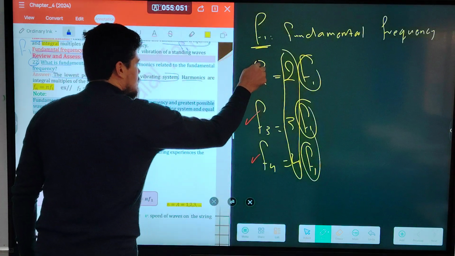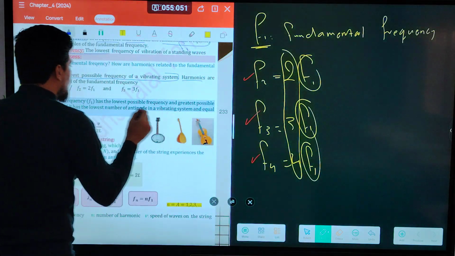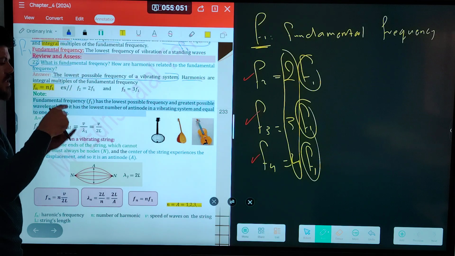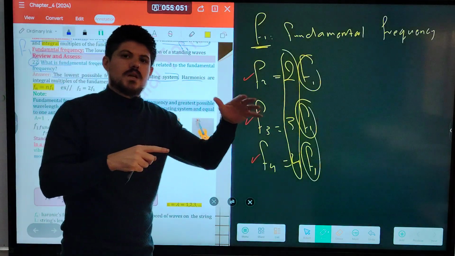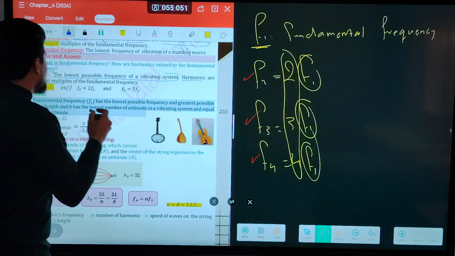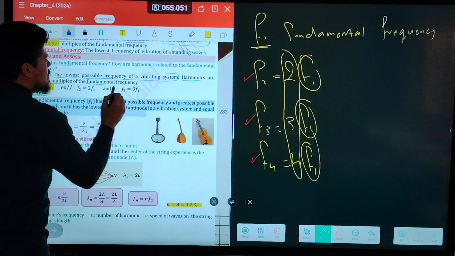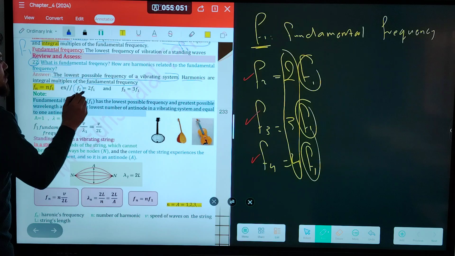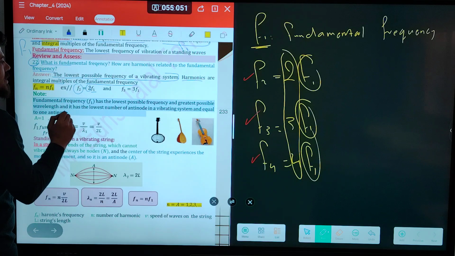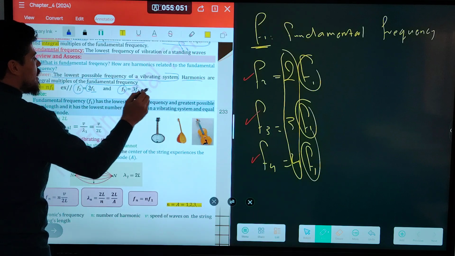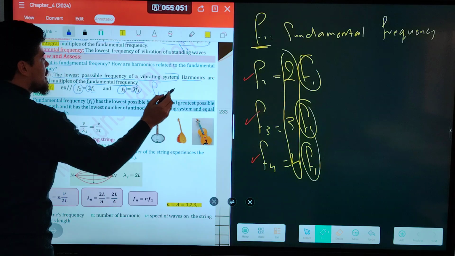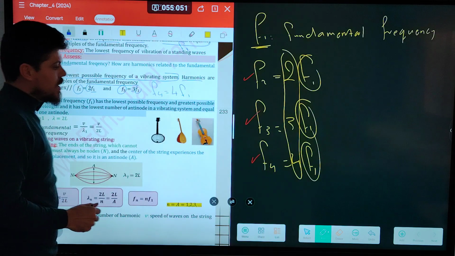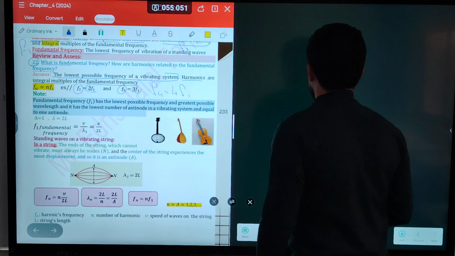The harmonics, F1, F2, F3, F4, are integral multiples. What do you mean by integral multiples? 2, 3, 4, 5, 6, and so on. Multiple of the fundamental frequency. For example, F2 is equal to 2F1. F3, 3F1. F4, fourth harmonics, 4F1. So, in this relation, we can achieve this relation.